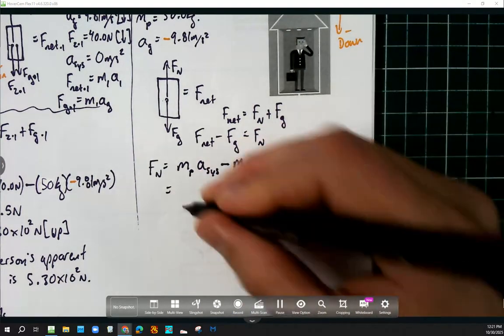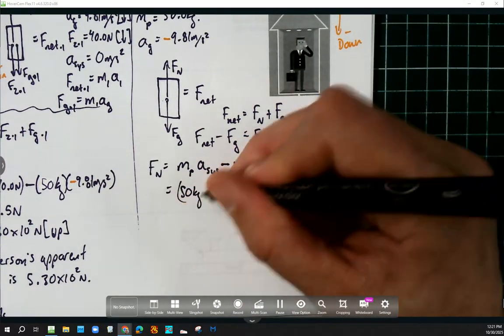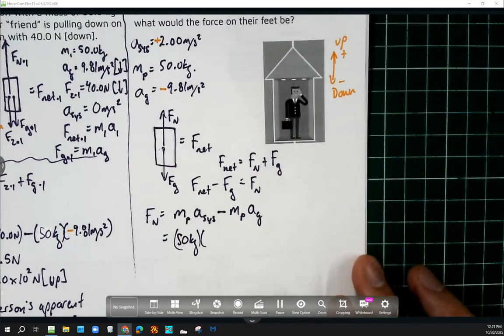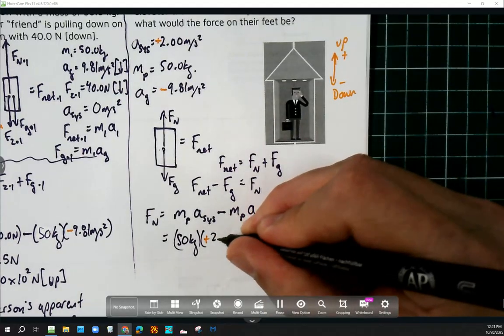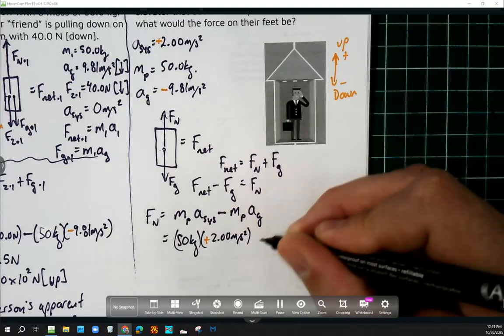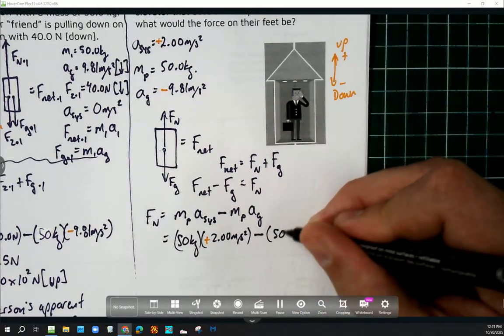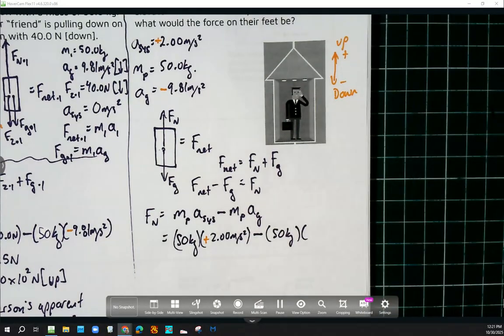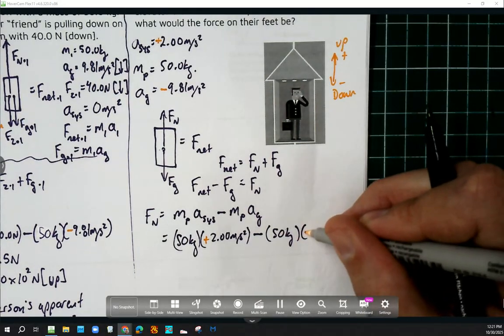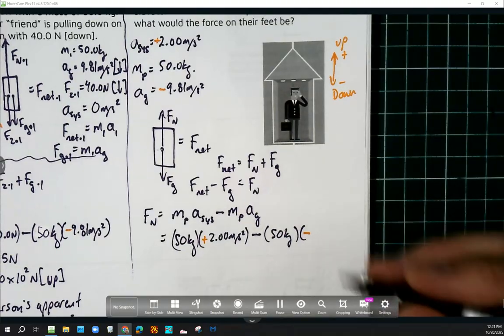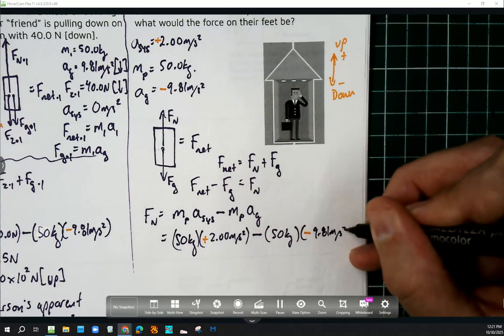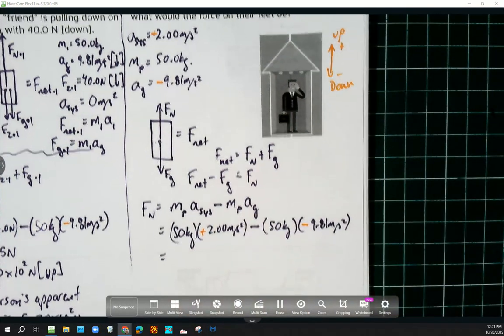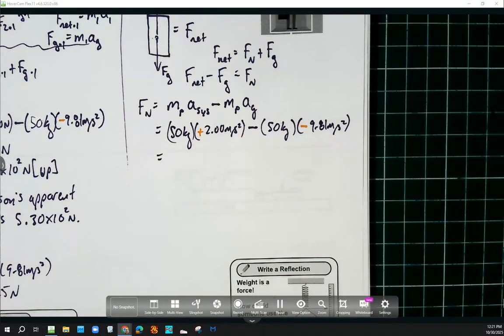We say, okay, well, the mass of the person was 50 kilograms. Acceleration of the system, notice I'll bring my givens back on screen here again. We said the acceleration of the system was positive 2.00 meters per second squared minus mass of the person 50 kilograms times the acceleration due to gravity, which we said was negative. Again, I'm emphasizing that this negative sign is coming from the reference frame, 9.81 meters per second squared. And again, I have total faith that you guys could do the math. Look, I got a double negative that's going to turn into a positive.